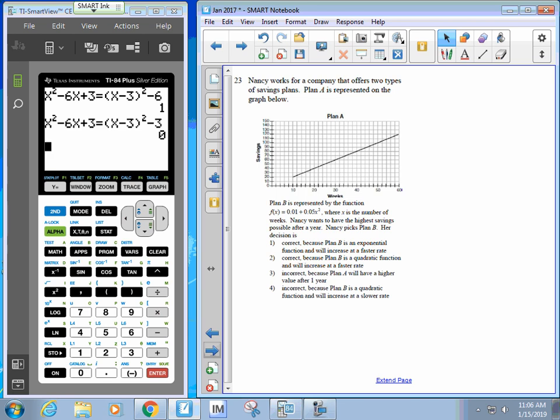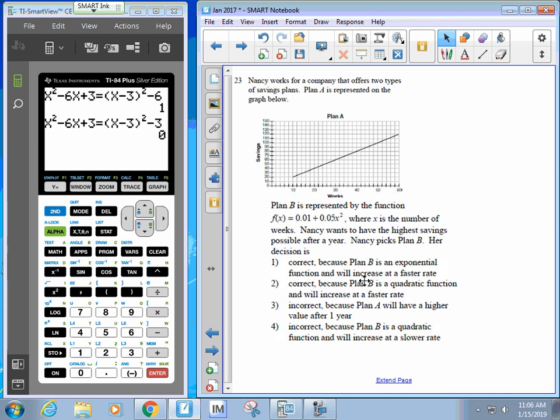Okay, 23. Nancy works for a company that offers two types of savings plans. One of them is drawn, Plan A, and the other one they give you an equation for, Plan B. I'll make this a little bigger so we can see it.